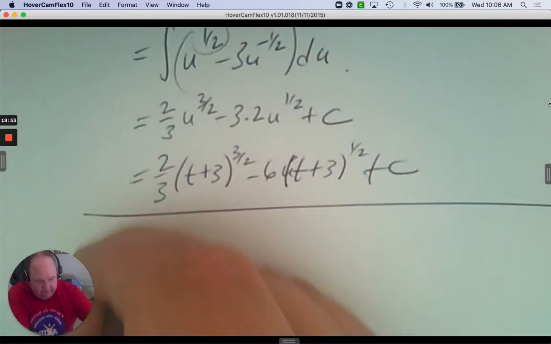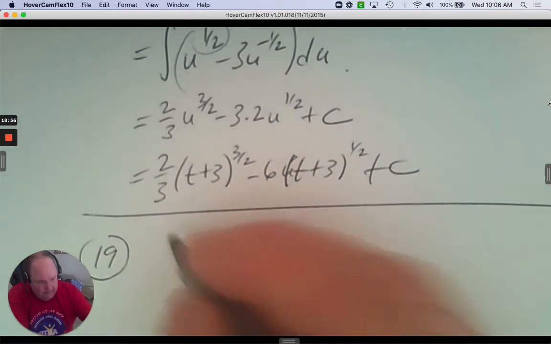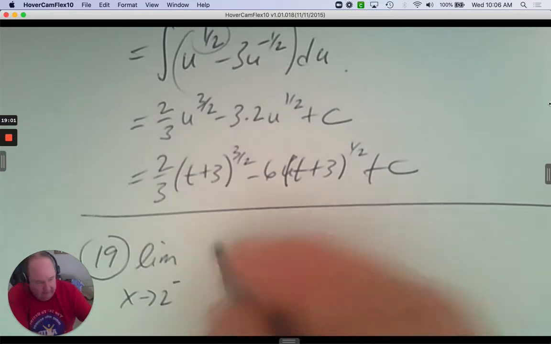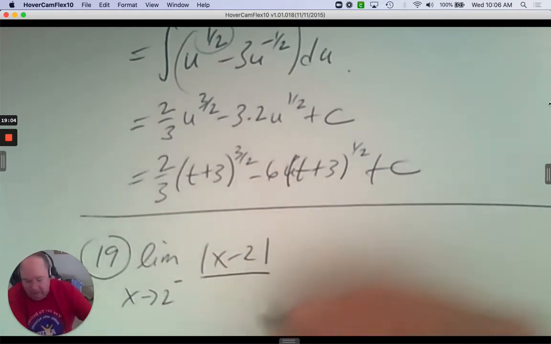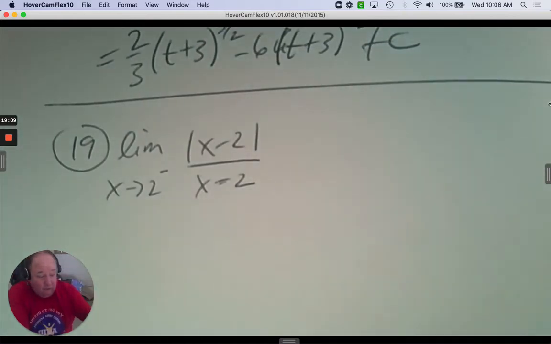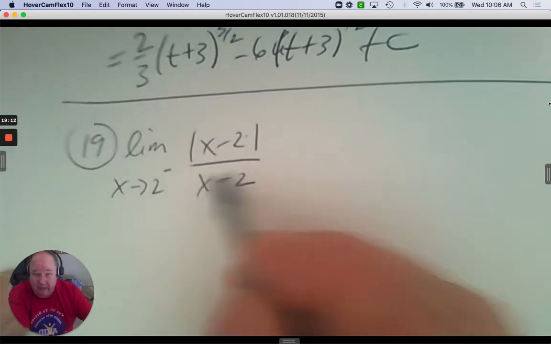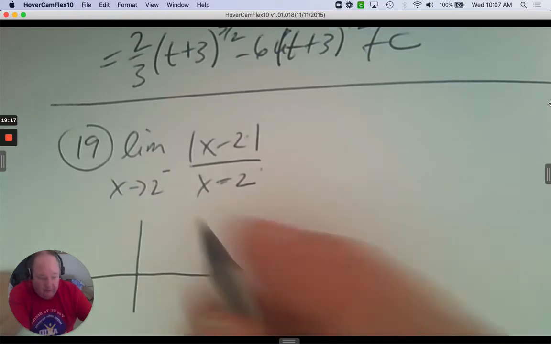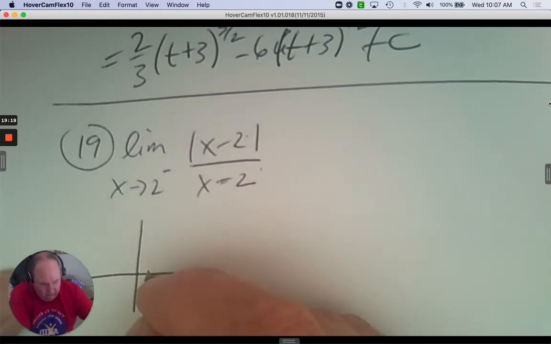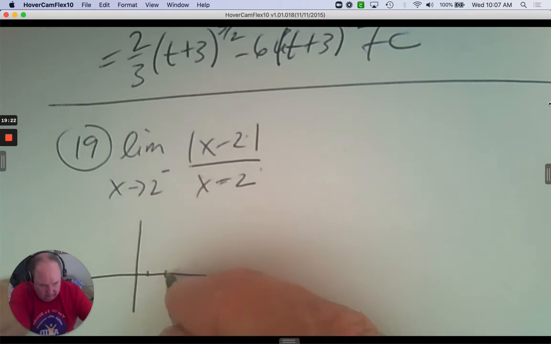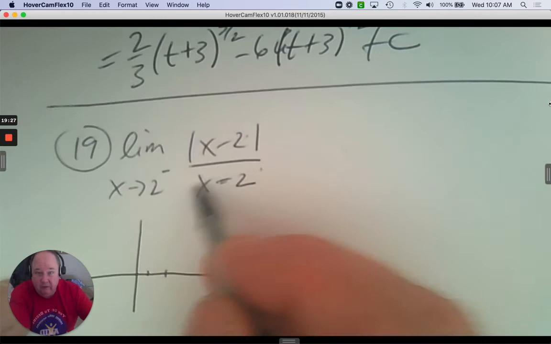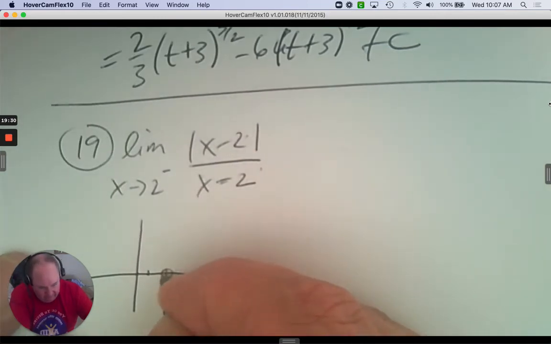Number 19. Now our limit questions. Man, it's been forever doing limits. So limit as x approaches 2 from the left, and it's an absolute value question, so that always involves a graph when it's absolute value. So in this graph, x subtract 2 divided by x subtract 2, if I understand this correctly, when x is 2, the answer is 0. But it's 0 over 0. So it's undefined. It's indeterminate.